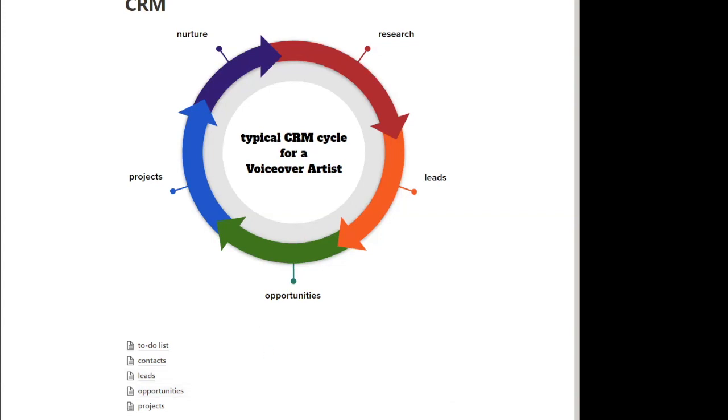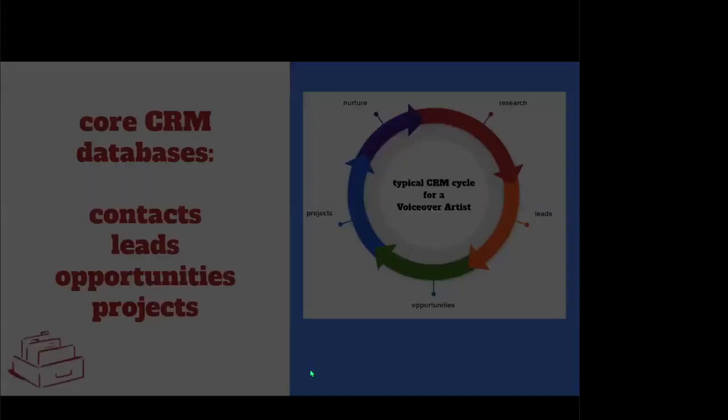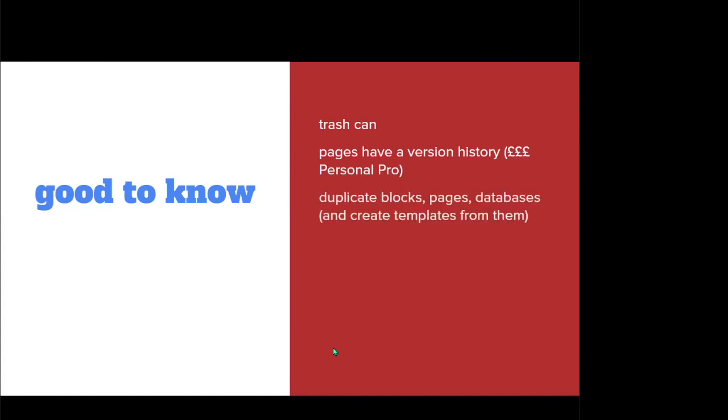Now, just wrapping up with some of this stuff, the other things that are good to know about Notion is that you've got a trash can. So if you delete anything, and I did earlier, you can recover it. Okay, it's stored in a trash can, it's not gone forever. Pages can have version histories, but that means you're having to pay. And we'll come on to that very quickly in a minute. So by default, you don't have a version history.